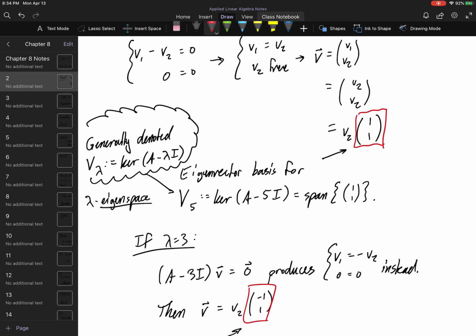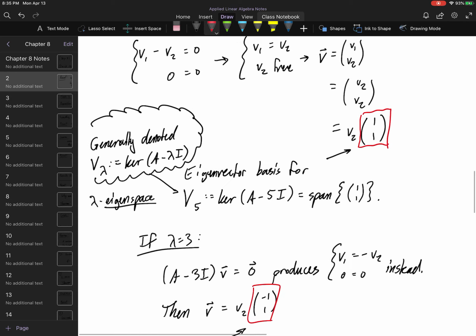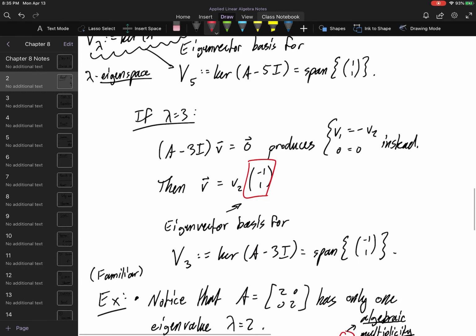Now, the eigenvector basis is for this space, which we're going to go ahead and call V sub 5, and generally this is V sub lambda, where we keep substituting lambda with some eigenvalue for the matrix A. But regardless, we have an eigenvector basis for what we're going to call the 5 eigenspace, or the eigenspace for lambda equals 5.